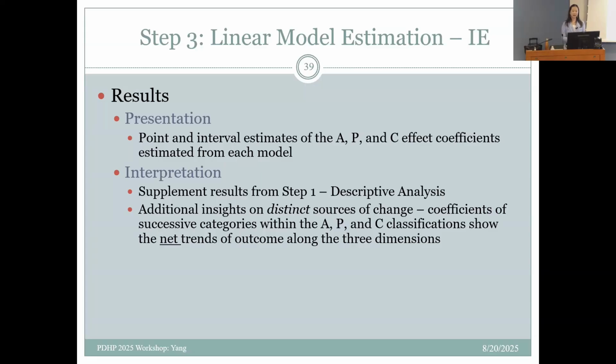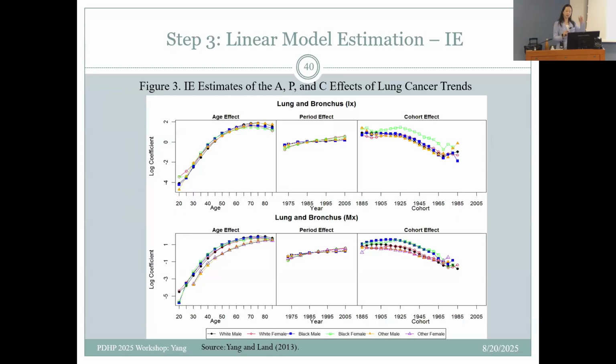So you get estimates of the distinct sources of change from coefficients of successive categories within the A, P, and C classifications that show the net trends of outcome along the 3 dimensions. So I put them again on graphs, which I'm a visual person. So this is all the log coefficients from the results that you could plot. They are the estimates that tell you the net age, period, and cohort effects not confounded by each other. So these are sort of the beauty and parsimony of the model estimates.